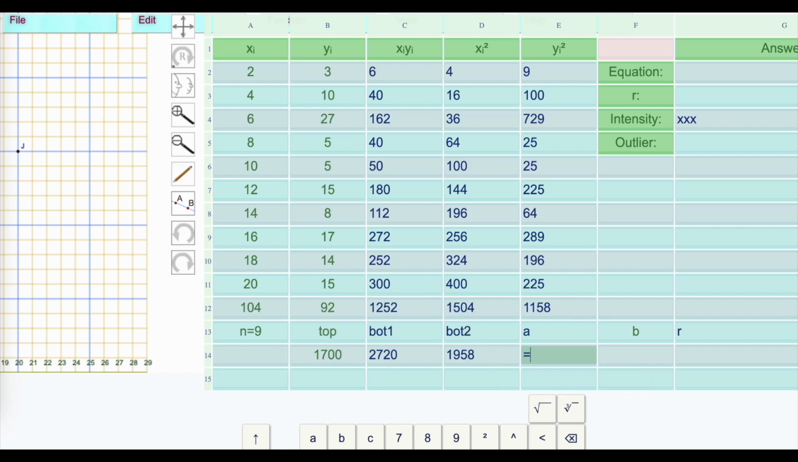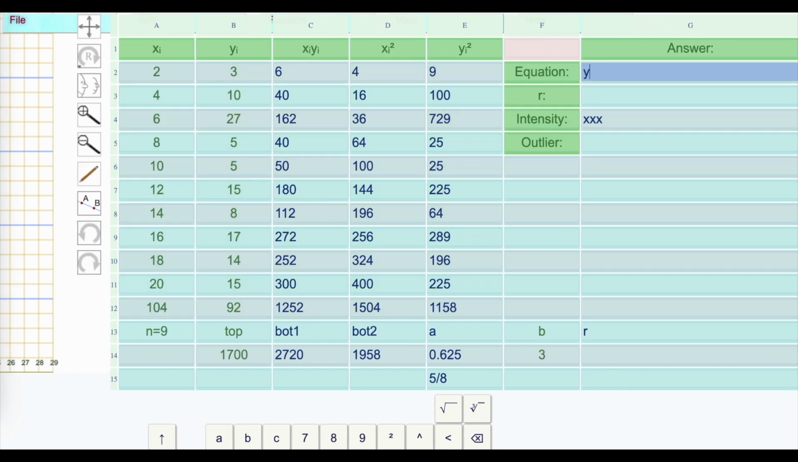The A is the top divided by the bottom 1, which is 0.625, which is something over 8. So if I multiply that times 8, that gives us 5. I'm going to write 5/8 here. 5 over 8, equals 0.625, it was 5/8. The B is the sum of all the y's minus A times the sum of all the x's, divided by N, divided by 9. That gives us 3. Our equation is y equals 5 over 8 x plus 3.